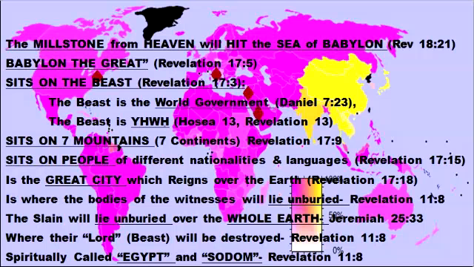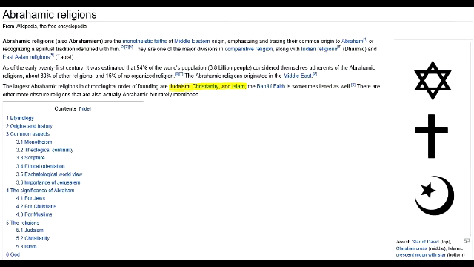We are also told Babylon sits on people of different nationalities and languages. If Babylon sits on the beast, then which people is Babylon sitting on? Babylon sits therefore on the people of the beast. In other words, the people who worship the beast. If the beast is Yahweh, then the people that worship the beast are those who worship Yahweh. That refers to the Abrahamic religions of Judaism, Christianity, and Islam.